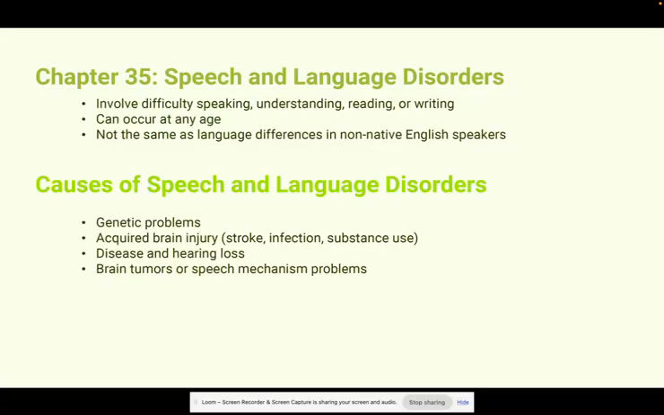So the causes of speech and language disorders: it could be a genetic problem, maybe when they were born they already had that issue. It could be because of an acquired brain injury, for example a stroke. It could be a brain infection or any substance use. Of course, we also have certain diseases or hearing loss, brain tumors, or speech mechanism problems. Those are some of the causes that might lead to disorders.